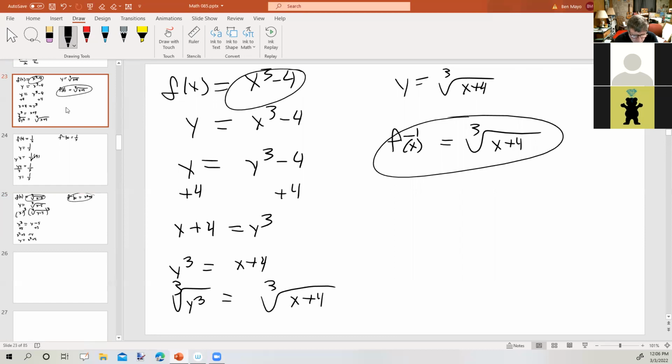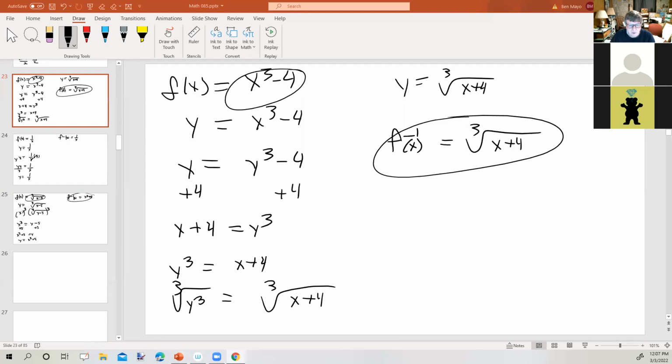Not examples necessarily, but I was just curious, when we enter the inverse function notation, are we going to have to enter that into WebAssign? Do we just do the letter F and then a -1 exponent? That is an excellent question. Nobody's ever asked me that before, so I'm going to look it up. Give me just a minute here.